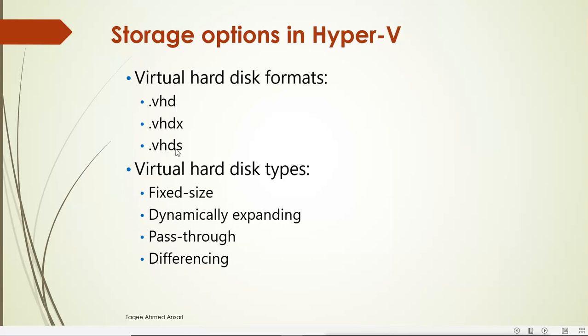Then we have VHDS. This is actually differencing. This is actually the differencing snapshot disk. So when we create the snapshot checkpoints, it uses this VHDS format.